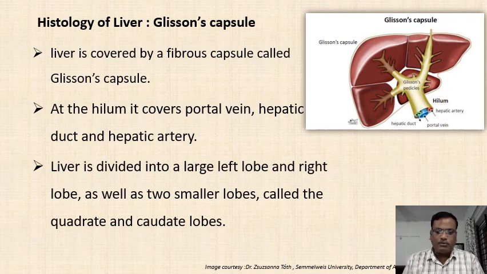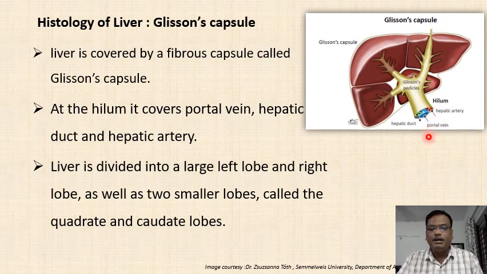the hilum also. And in the section we can see the hilum consisting of the portal vein, hepatic duct, and hepatic artery. So all these vessels are covered by Glisson's capsule, and Glisson's capsule actually continues to cover the lobes of the liver.